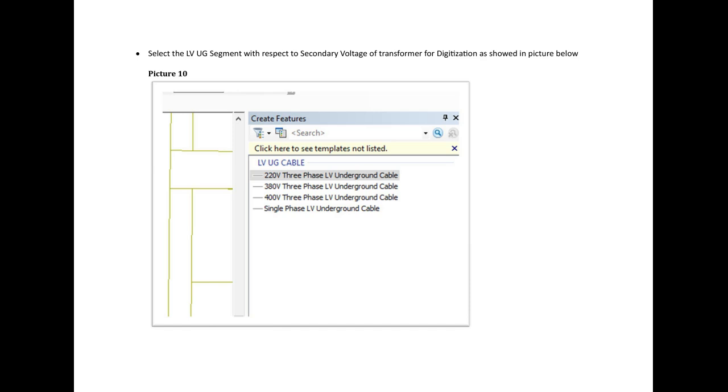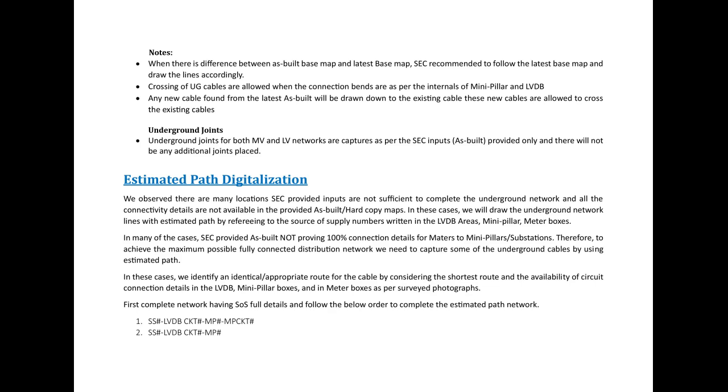Picture 10. Notes. When there is a difference between the as-built base map and the latest base map, SEC recommended to follow the latest base map and draw the lines accordingly. Crossing of UG cables is allowed when the connection bends are as per the internals of the mini-pillar and LVDB. Any new cable found from the latest as-built will be drawn down to the existing cable. These new cables are allowed to cross the existing cables.